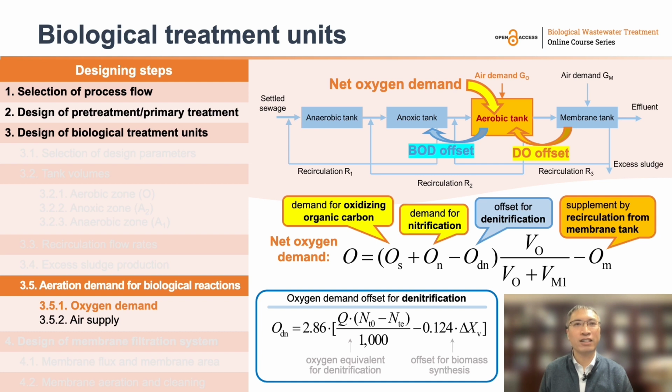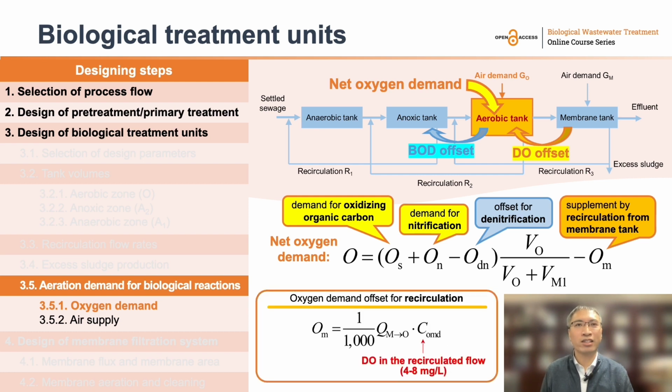Then, the offset of oxygen demand for denitrification can also be calculated from mass balance. It is equal to the BOD equivalent consumed for denitrification, with the nitrogen for biomass synthesis deducted. Here, 2.86 is the oxygen demand offset per unit nitrate nitrogen.